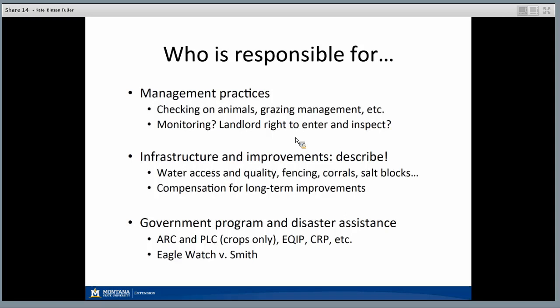There's often a clause that the landlord has a right to enter and inspect. If you're a landlord, you probably want to make sure you have this opportunity. If you are a tenant, you're going to want to know about it. Often there's a statement about how much notice will be given by the landlord before they come on the property.